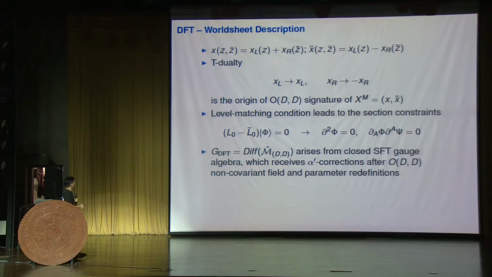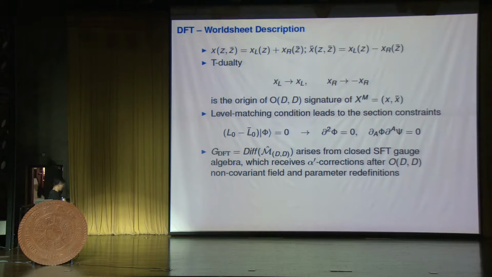So in worldsheet terminology, if I decompose my worldsheet coordinate into left-moving and right-moving parts, the dual coordinate simply reflects the right-moving coordinate while keeping the left-moving one. This relative minus sign is precisely the origin of the O(D,D) signature, as originally discovered by Kikkawa and Yamasaki, as well as Narain. And the section condition is nothing more than the spacetime picture of the level-matching condition for the string field, which is L0 minus L0 bar equals 0.